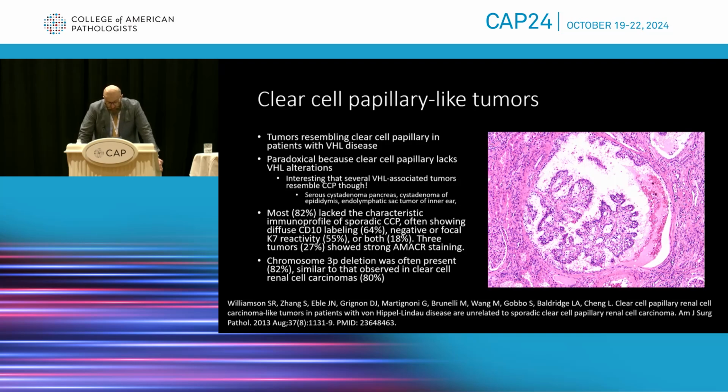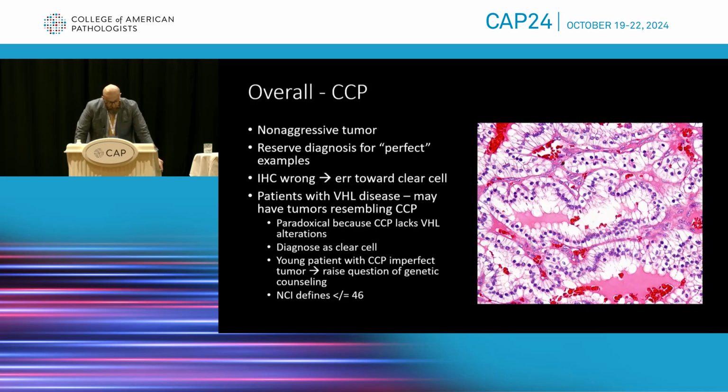But nonetheless, if I encounter a tumor that looks a lot like a clear cell papillary tumor, again, staining is imperfect and the patient is very young, often I make a note that the possibility of VHL disease could be considered. And in fact, I would do that anytime that a patient is exceptionally young. The National Cancer Institute suggests under age 46 is suspiciously young for developing a renal cancer, and so you may want to consider genetic testing.